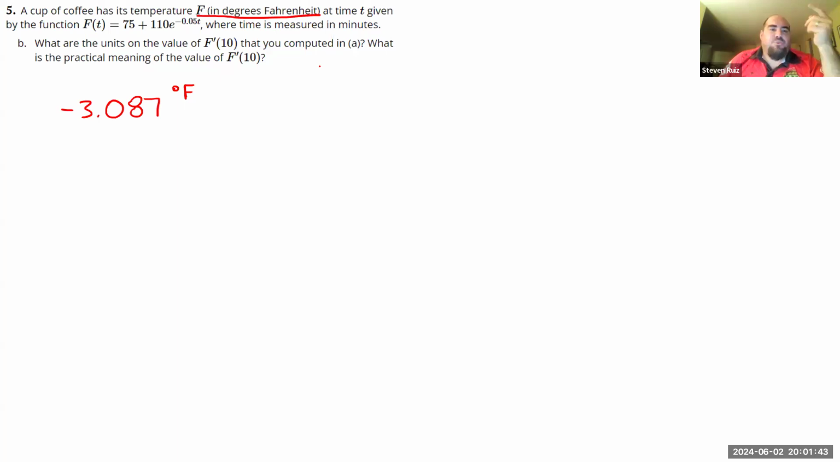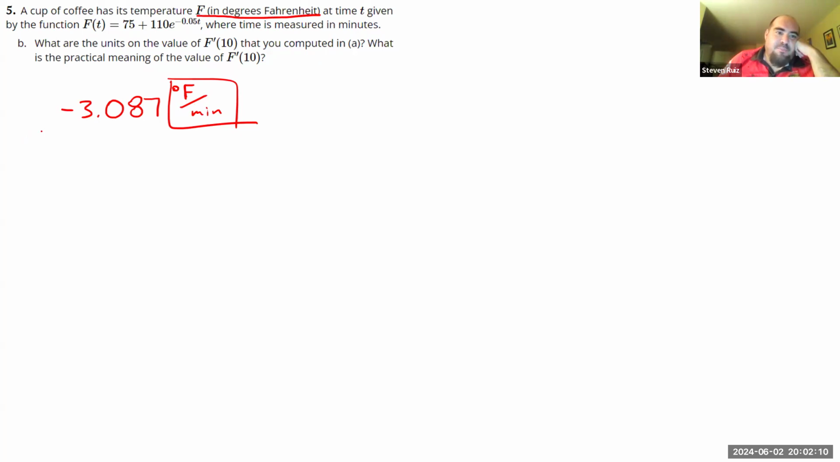In this case, those two quantities are the one we just identified, the temperature of this coffee, measured in degrees Fahrenheit. What's the other part of this rate? It's going to be whatever t is expressed in, which in this case is minutes. So the units we have here are degrees Fahrenheit per minute. So now those are the units.